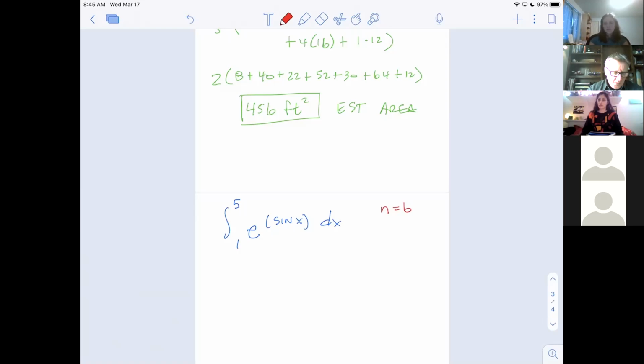So I'm going to table set. I'm saying we're starting at 1. Everybody figure out what the change of x is?